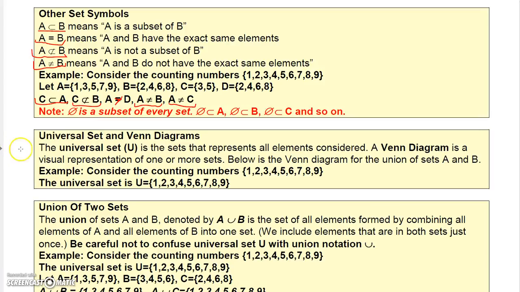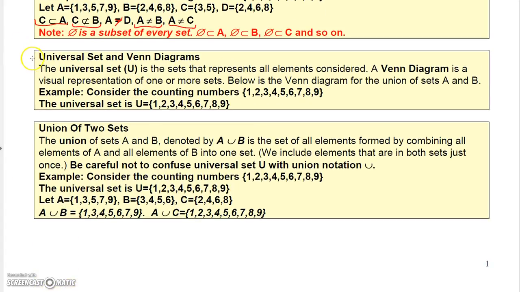Okay. Now the empty set is a subset of every set. So the empty set is a subset of set A, set B, and set C, and so on. Now, let's talk about the universal set and Venn diagrams. The universal set U, not to be confused with the union symbol, is the set that represents all elements that are being considered. A Venn diagram is a visual representation of one or more sets. And I'm going to show you the Venn diagram for the union of sets A and B in a moment.